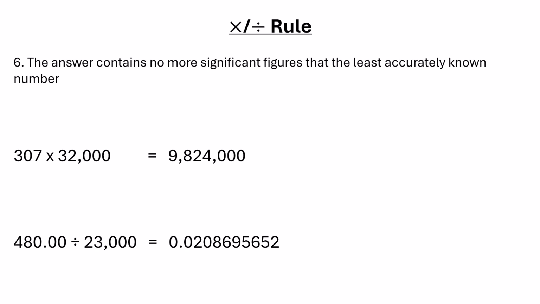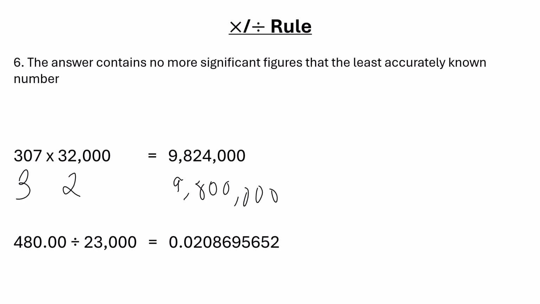Our last rule has to do with multiplication and division. It states that the answer can contain no more significant figures than the least accurately known number. Let's look at some equations to make it more understandable. When we look at 307 times 32,000, we get an answer of 9,824,000. However, when we look at our first two variables, we see that 307 has 3 significant figures due to the embedded zeros rule. 32,000, however, only has 2. So we don't want to have any more than 2 significant figures in our final answer. That leaves us with 9,800,000 as our final answer.